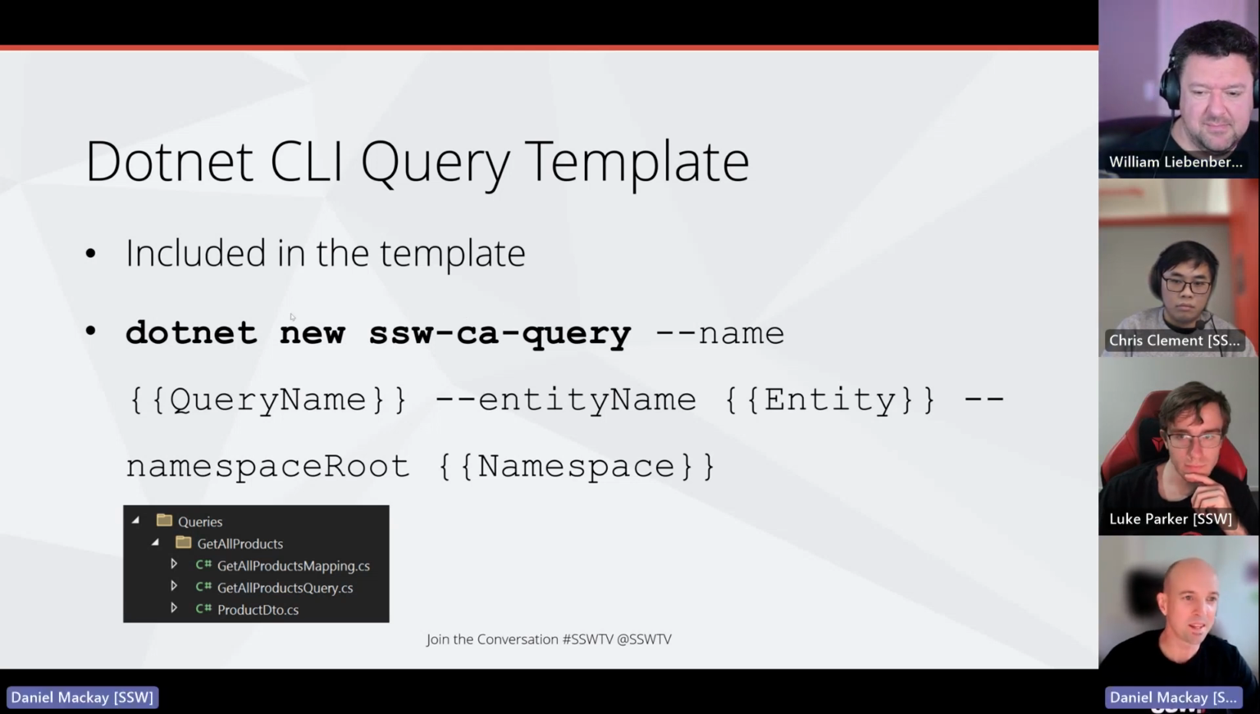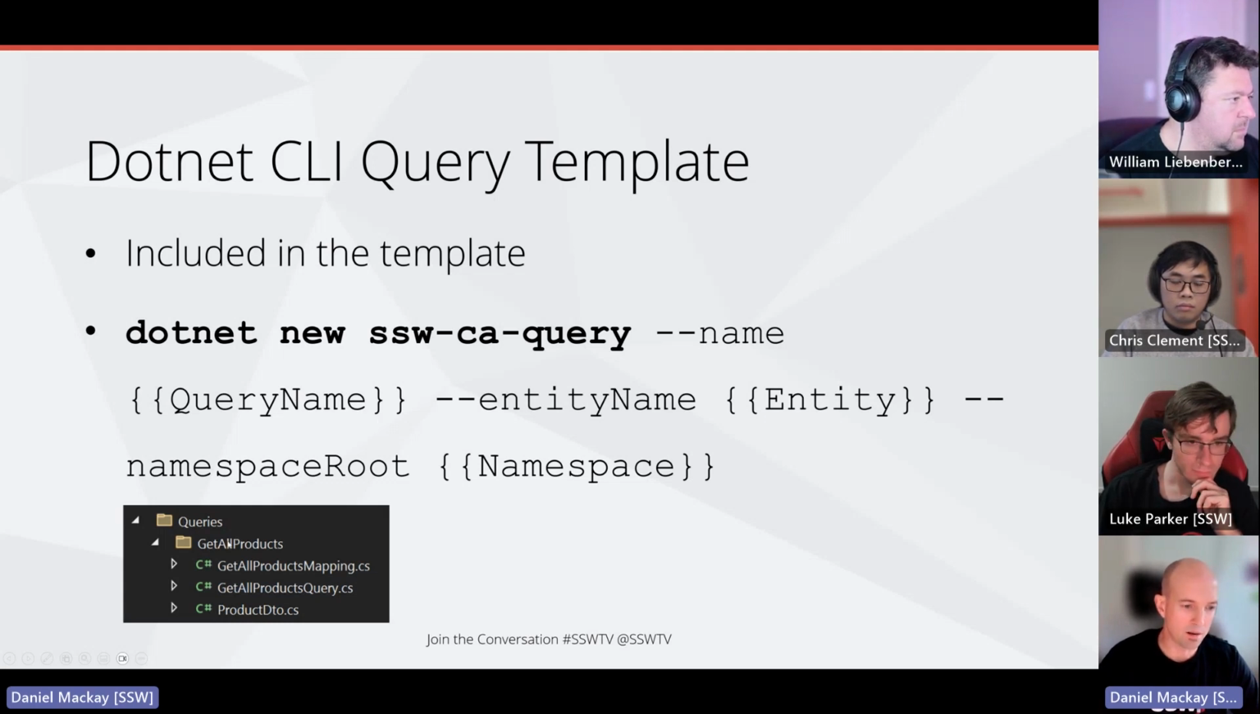Awesome, thank you, William. Next one that we've got is our .NET CLI query templates. We've added a couple more item templates into the solution template itself, and these come just when you install the main template. What these allow you to do is generate all of the classes and all the boilerplate code that you would normally need to create when you're creating a query.